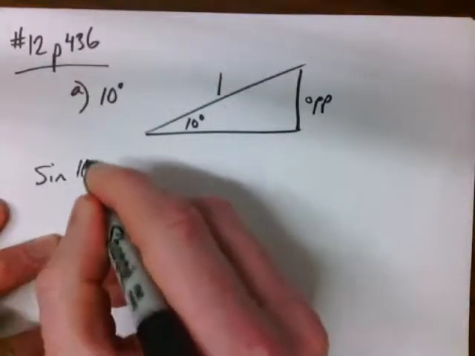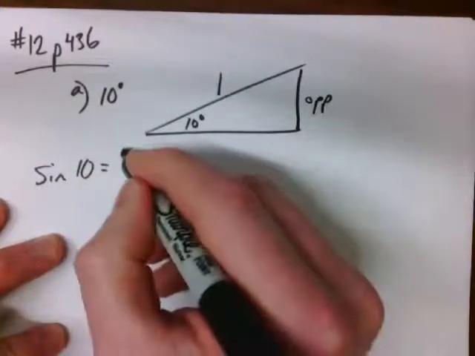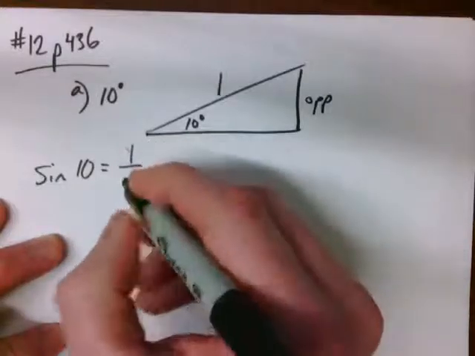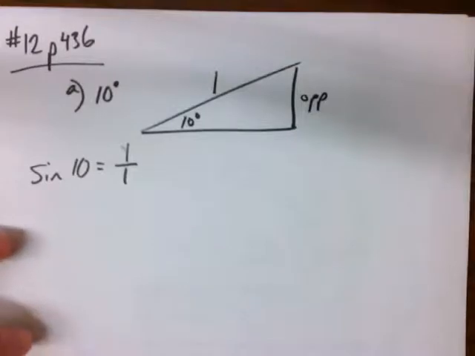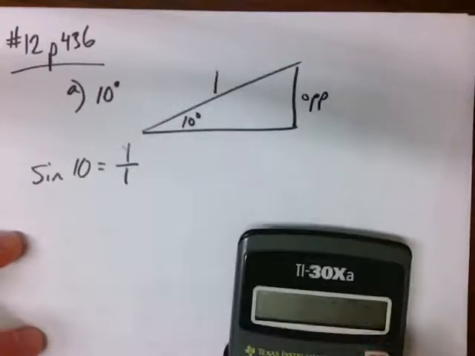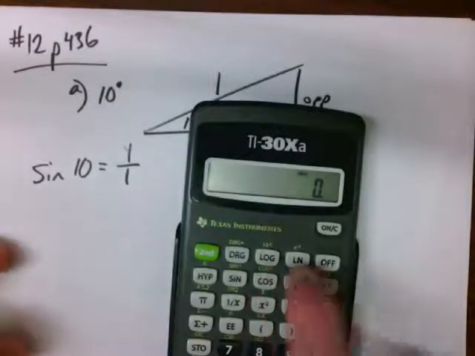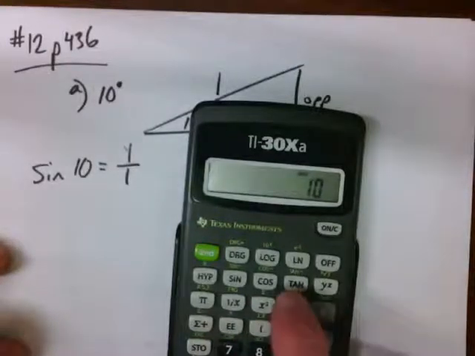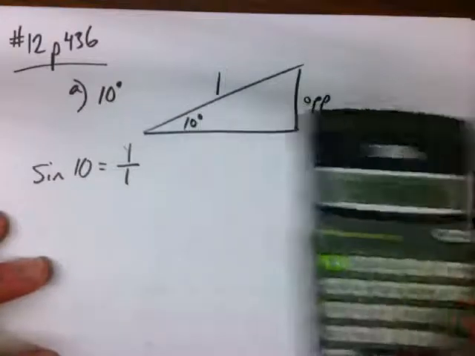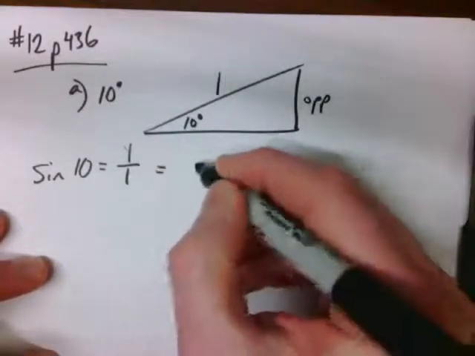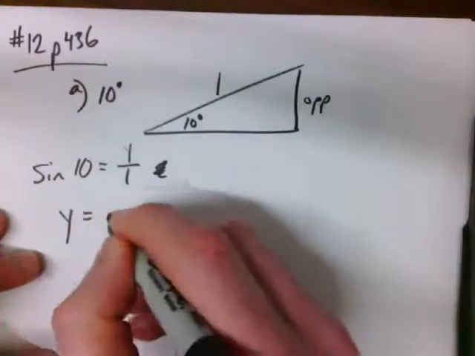Sine of 10 equals the opposite side, so let's call that y, over the hypotenuse of 1. So it's just going to be sine of 10. Going to be a decimal because I'm using my calculator. The way this calculator works, I have to hit the number first, 10, and then sine. 0.1736, y equals 0.1736.